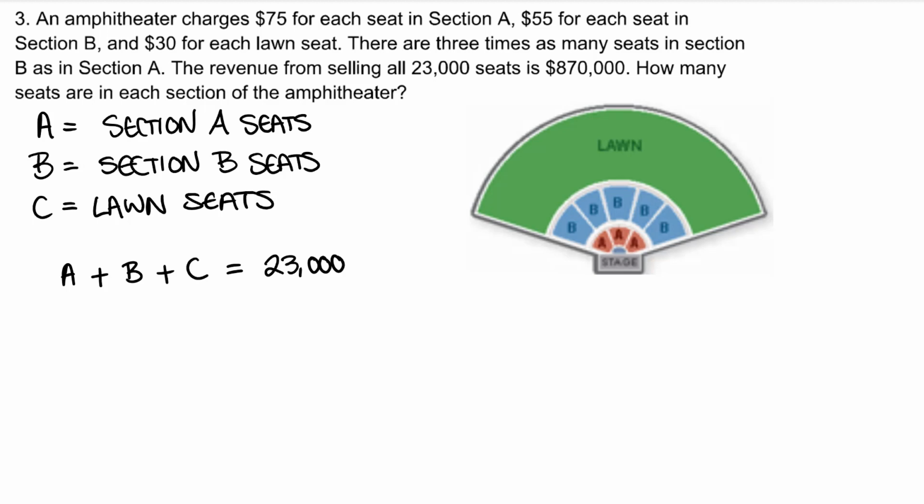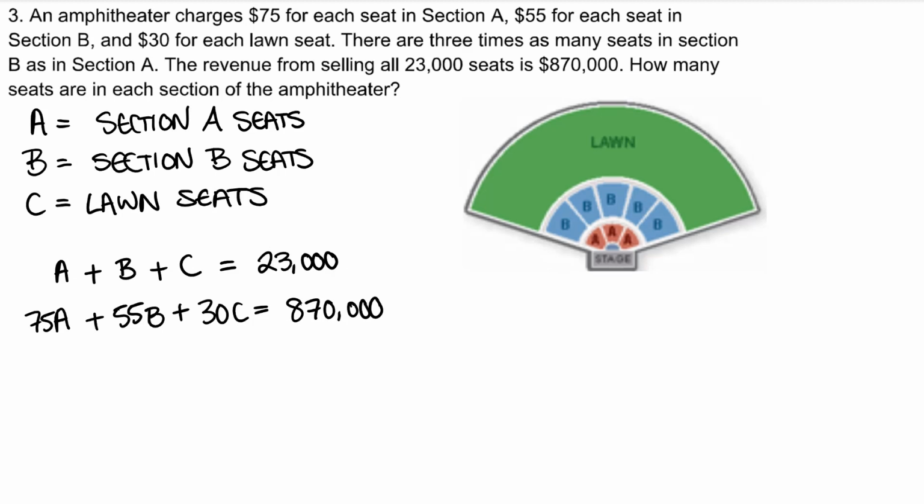Now I'm going to write an equation relating the cost of each seat to the total cost. Section A costs $75, so $75 for however many tickets would be 75 times A. 55 per ticket in section B, and 30 per lawn seat. The total revenue was $870,000.